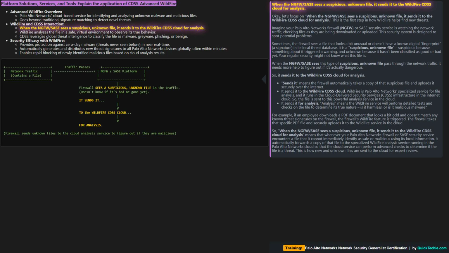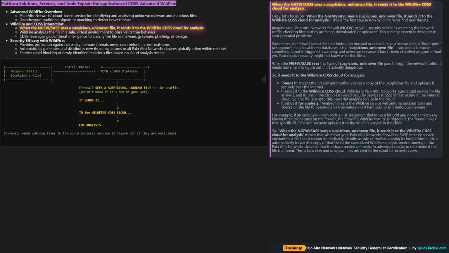Sometimes, the firewall sees a file that looks a bit unusual or doesn't have a known digital fingerprint, a signature, in its local threat database. It is a suspicious, unknown file. Suspicious because something about it triggered a warning, and unknown because it hasn't been classified as good or bad yet. Your regular security might not know what this file is.